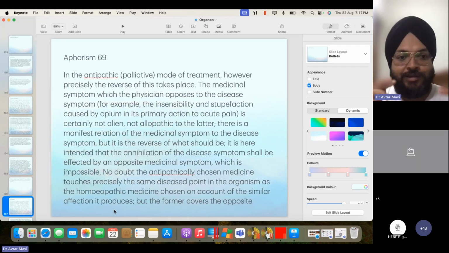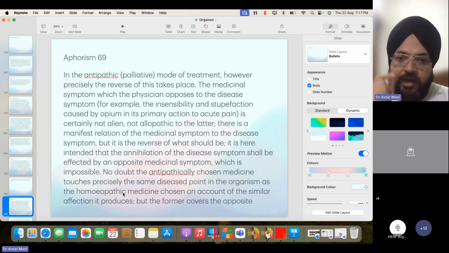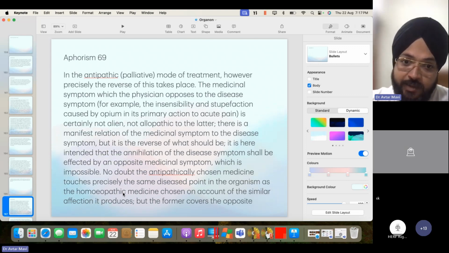So this is a very prime example to understand the antagonistic way, the way of antagonism, that when two forces are acting against each other, it is never going to resolve the problem. It is never going to resolve it. So no doubt the antipathically chosen medicine touches precisely the same disease point. So Dr. Hahnemann is saying that even antipathically chosen medicine is basically touching the same diseased point.